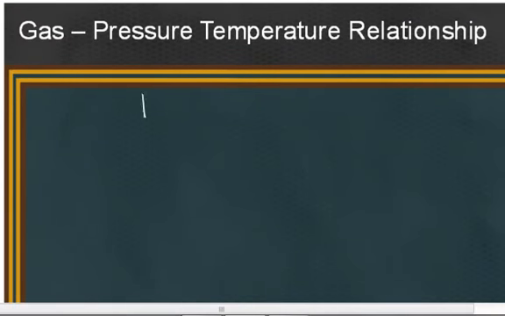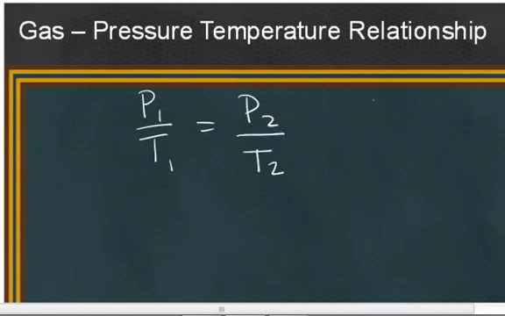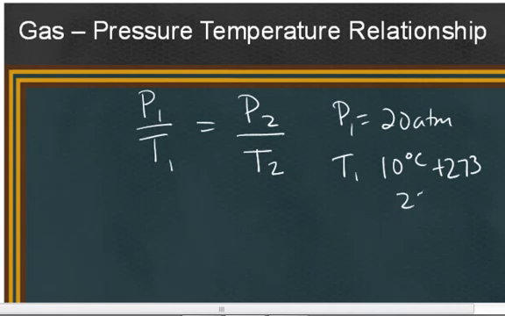That is, P1 over T1 is equal to P2 over T2. From this problem, our initial pressure is 20 atmospheres. Our initial temperature is 10 degrees Celsius. Now, this relationship is only linear if we use the absolute scale, so we have to add 273 to get 283 Kelvin. Then the final temperature is 30 degrees Celsius, and we add 273 to convert to Kelvin, so that's 303 Kelvin.